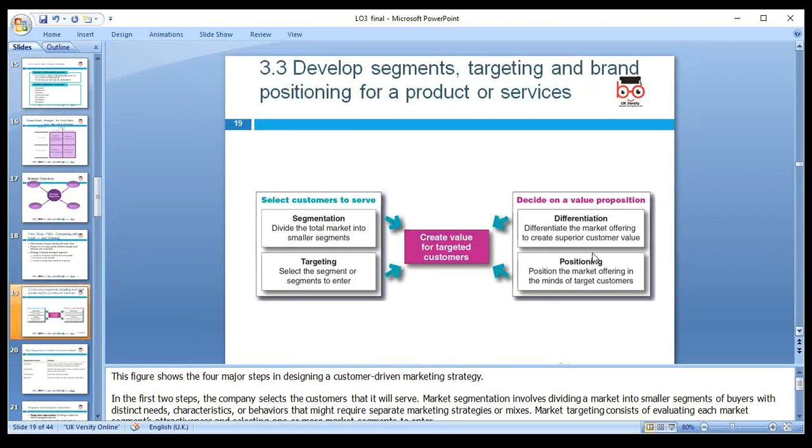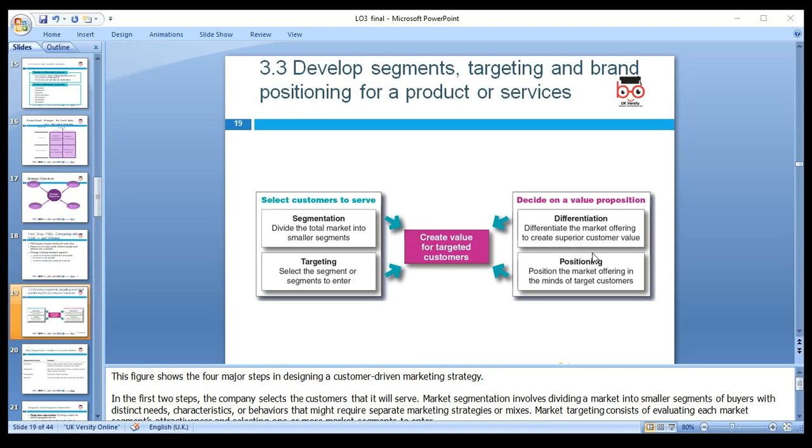Next, we can look at the mobile phone money transfer through a mobile messaging service, which is Vodafone in India. It is especially very successful, and they captured a lot of market share in India. So in 3.3, we develop the segments: how we can segment the market.